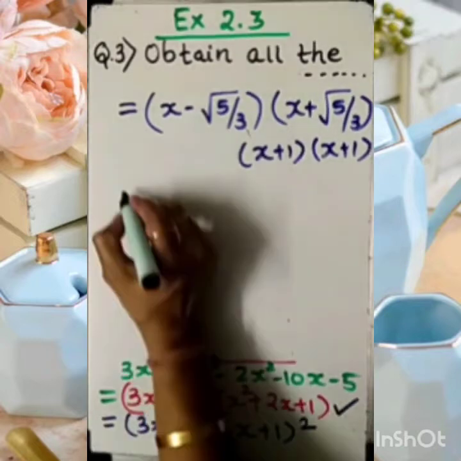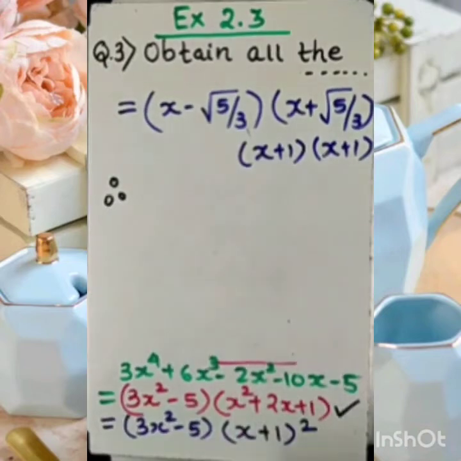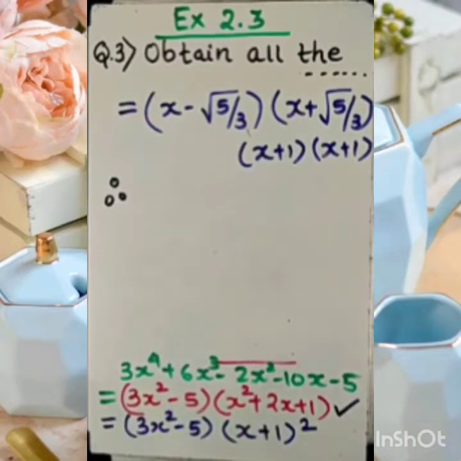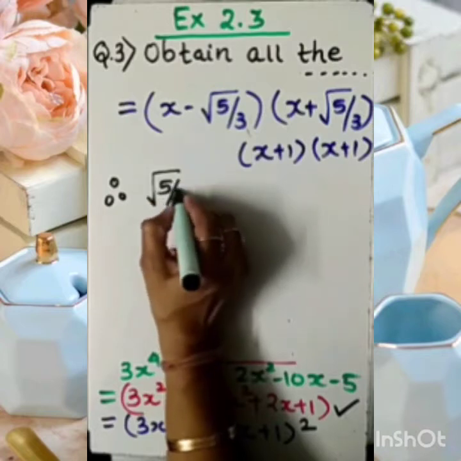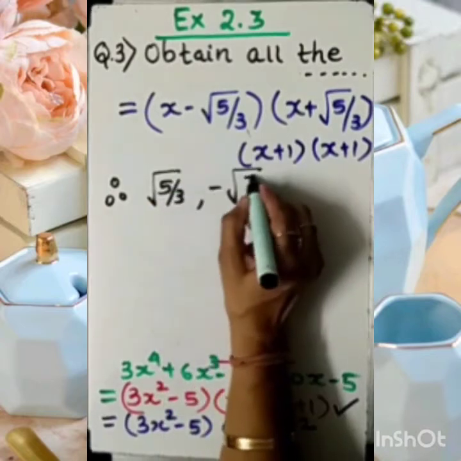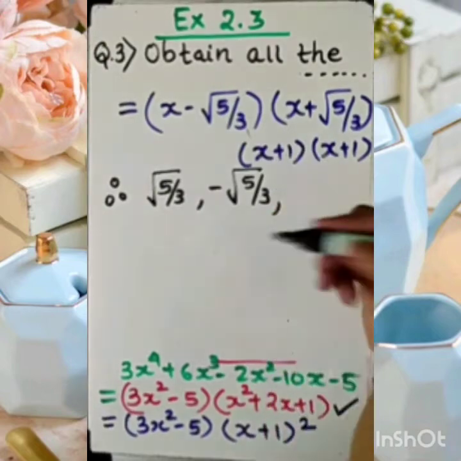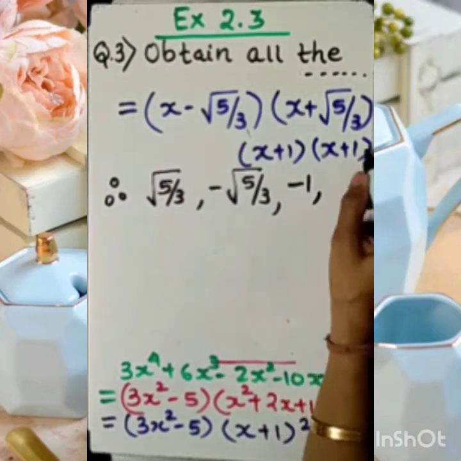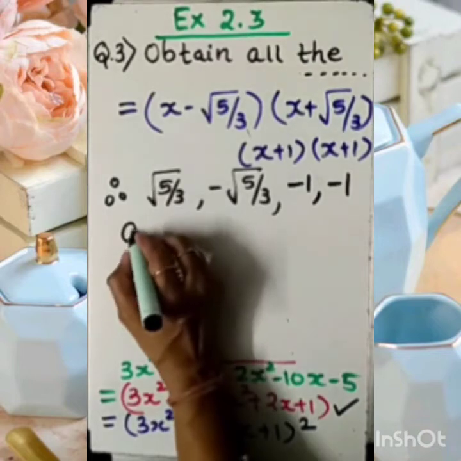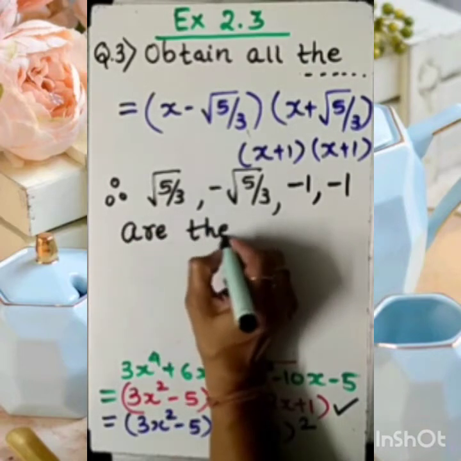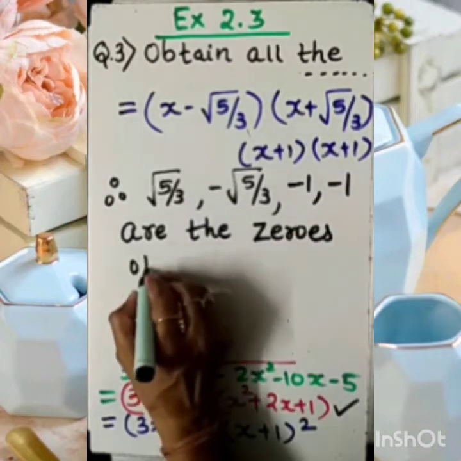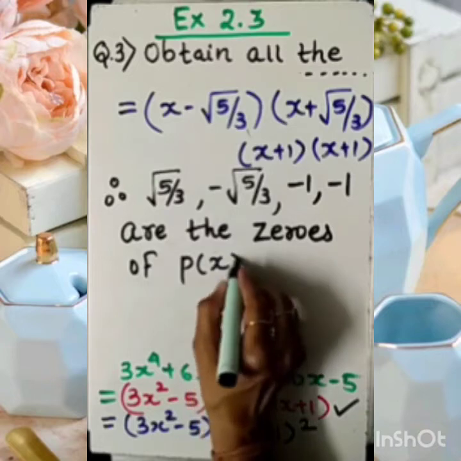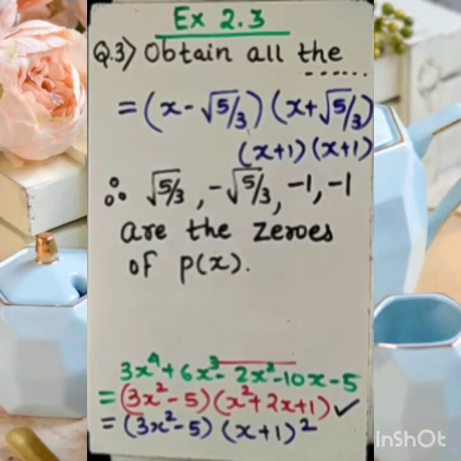Okay, therefore, we need to write all the zeros of the given polynomial. In the question they are asking to obtain the zeros. So which are the zeros? If I bring it here, under root 5 by 3, then minus under root 5 by 3, x plus 1 equal to 0, so x will be minus 1, this is also minus 1. These are, we call them, the zeros of the polynomial. These are the zeros of the px polynomial which we have found.